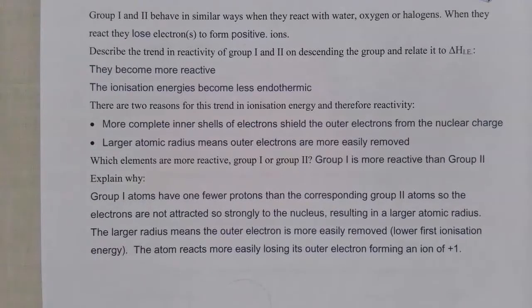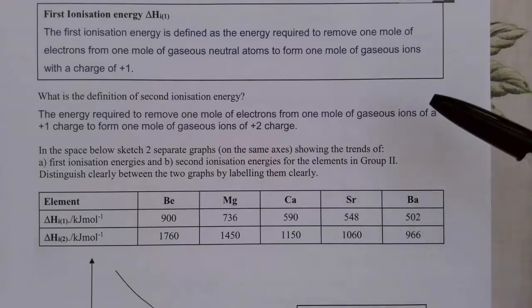Group 1 is more reactive than group 2. This is because the group 1 atoms have a lower first ionization energy. They have a larger atomic radius and they have fewer protons. That means they easily form an ion.